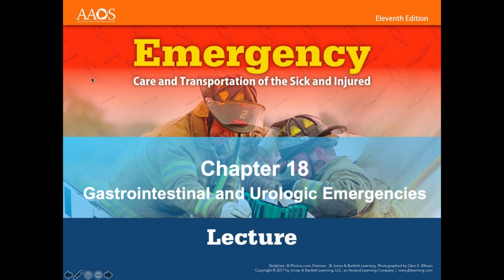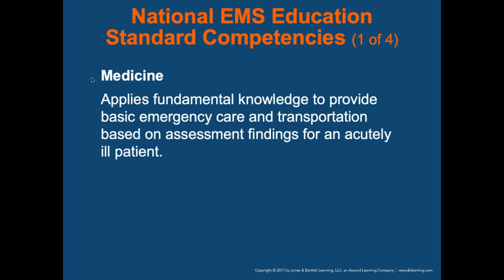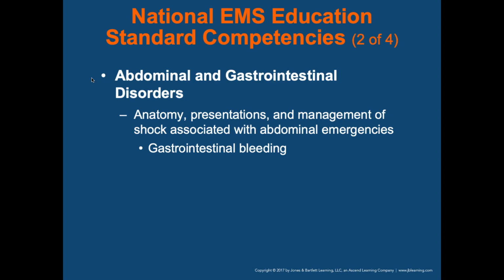All right, so we're going to cover Chapter 18 first. We'll talk about the GI and urologic emergencies. As always, the National EMS Education Standard Competencies on Medicine, basically trying to find and assess the findings, what we do find for the acutely ill patients. And then we start talking about abdominal and gastrointestinal disorders.